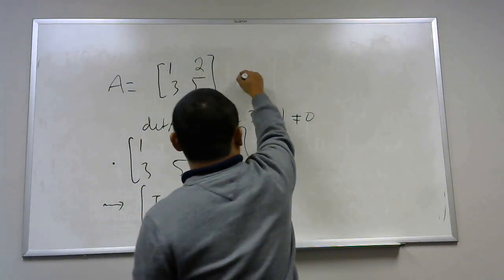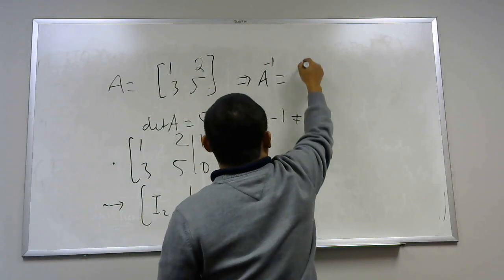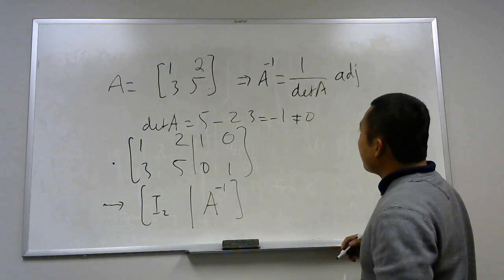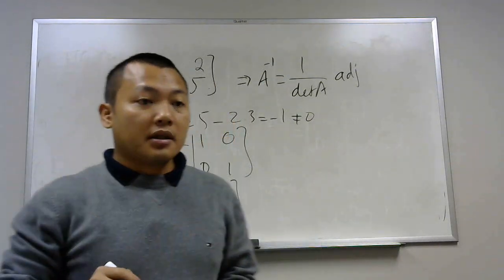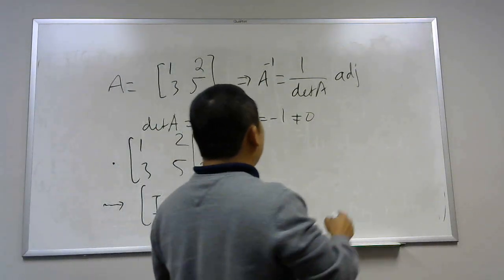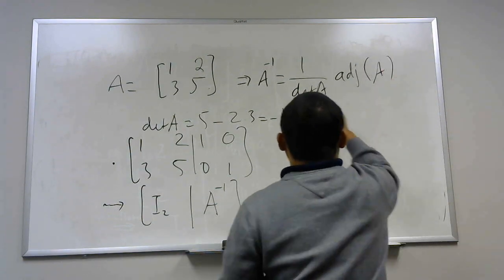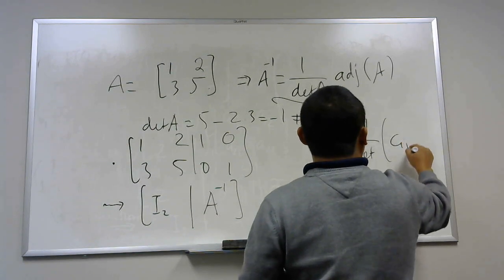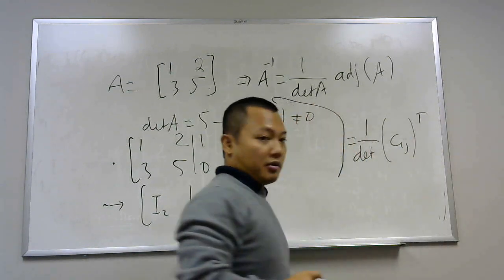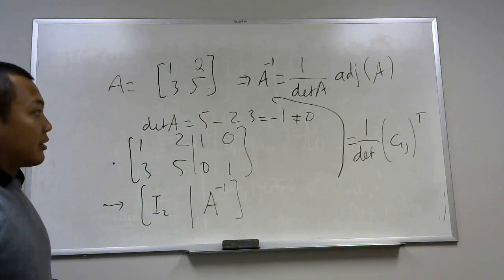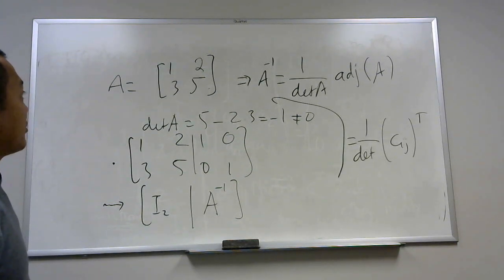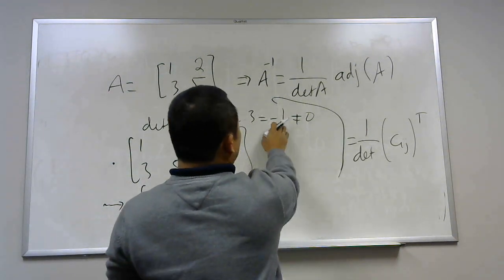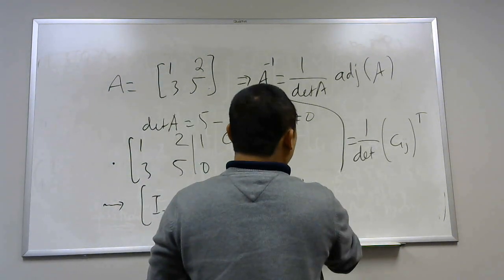So cofactors to find the inverse, the formula, I hope you still remember that, is 1 over determinant times the adjoint matrix of A. So what is the adjoint matrix of A? I have the cofactors Cij, and then take the transpose. Right? So for example, for the first entry, the determinant is -1, right? So I write -1 over 1.